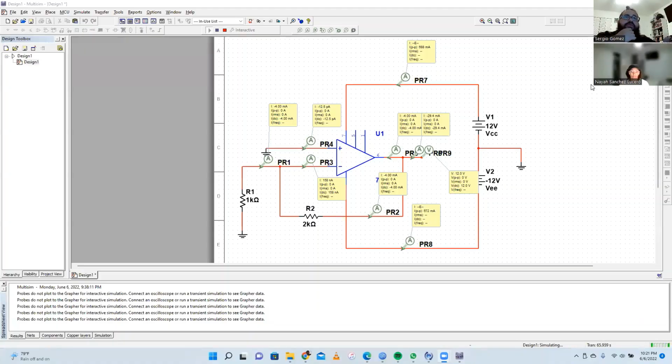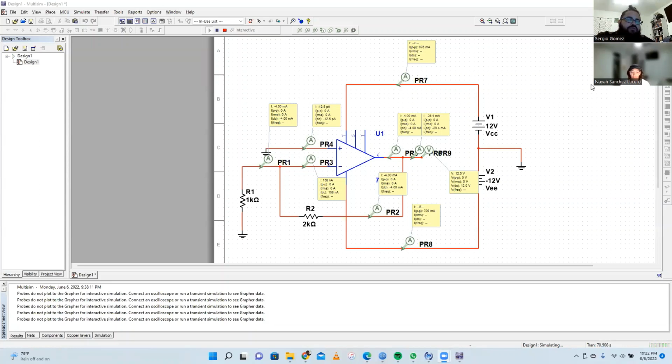Okay, so for activity 1, we're supposed to set up a 741 operational amplifier with VCC and VEE equivalent to 12 volts, well, 10.4 volts. We decided to set it to 12 volts. And R1 is 1 kilo ohms and R2 is 2 kilo ohms.